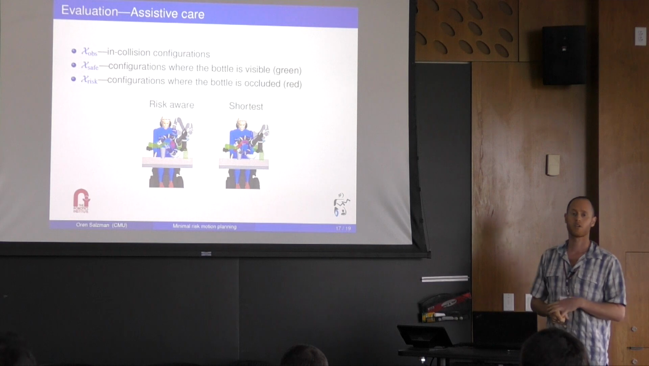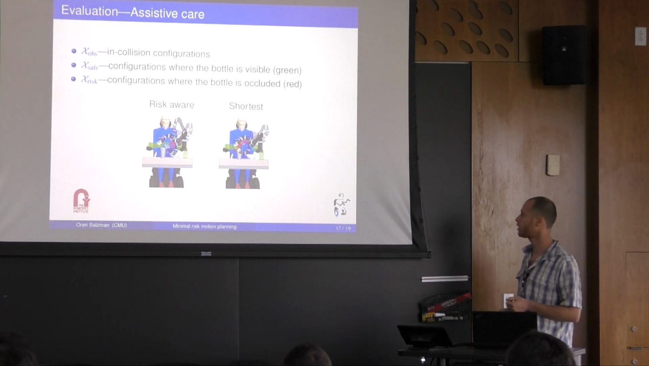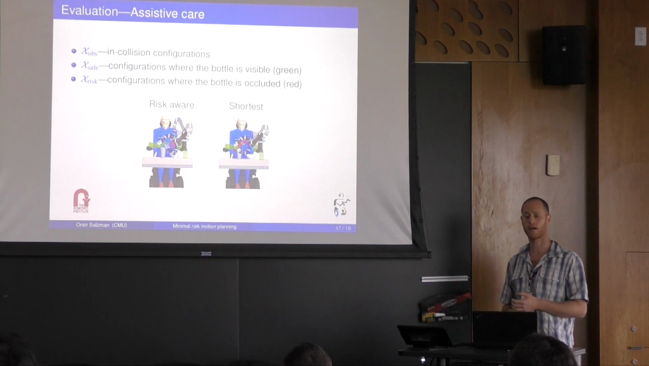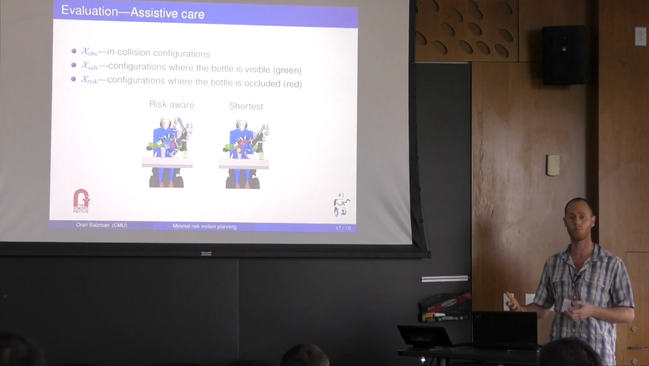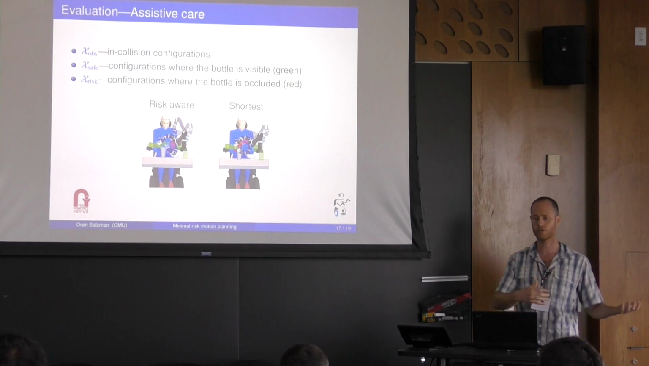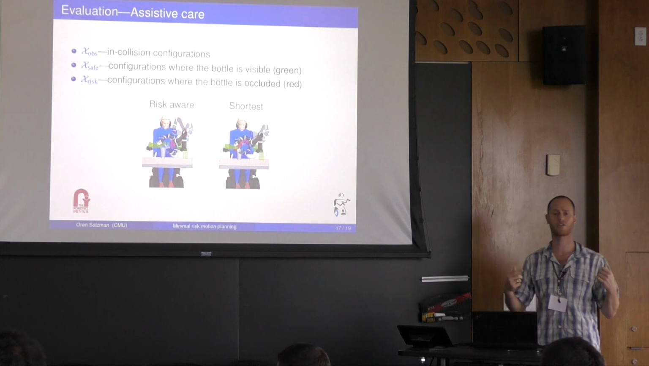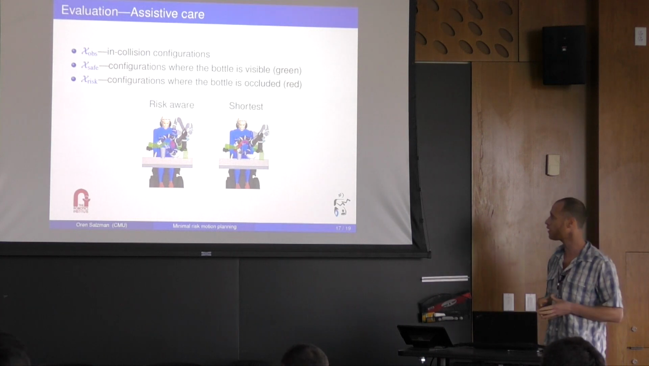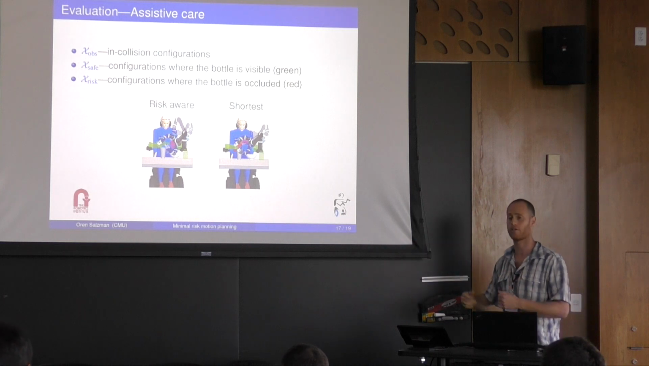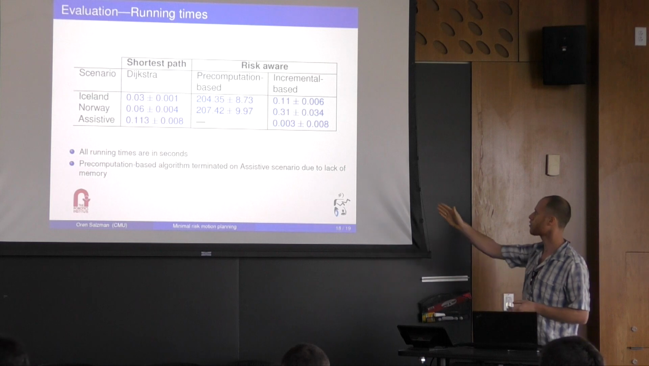The second scenario that we're going to consider is the original assistive care setting, where here we have obstacles. The obstacle region is any configuration where the robot intersects itself, the user, or the table. The safe region are all the configurations where the bottle is visible to the robot. And the risk regions are the complementary. And we ran the three algorithms.